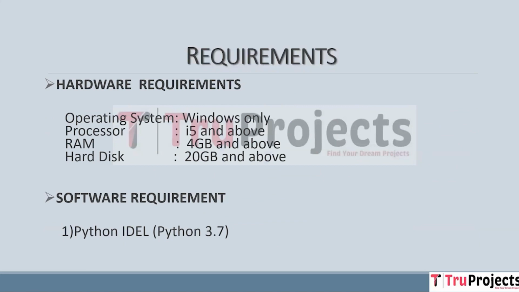These are the requirements for execution. First one is hardware requirements. In that, an operating system of Windows, a processor of i5 and above, RAM of 4 GB and above, and a hard disk of 20 GB and above are needed. In software requirements, we need Python IDLE of 3.7 version.